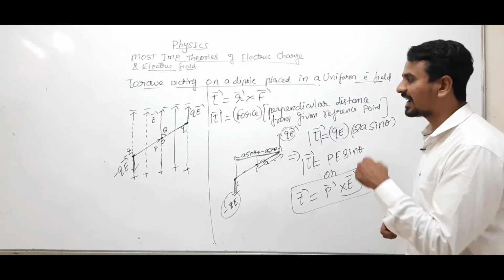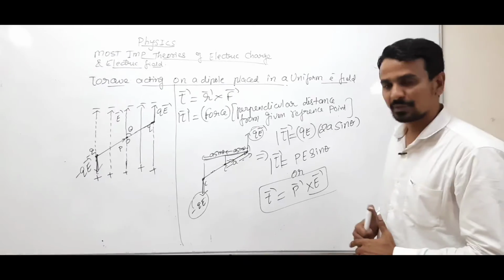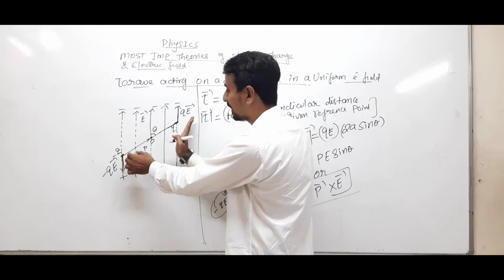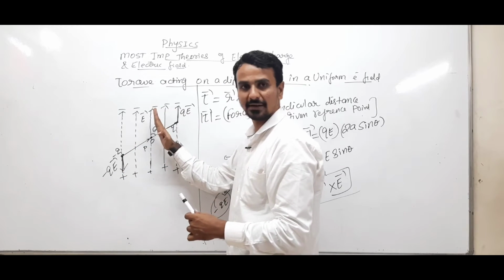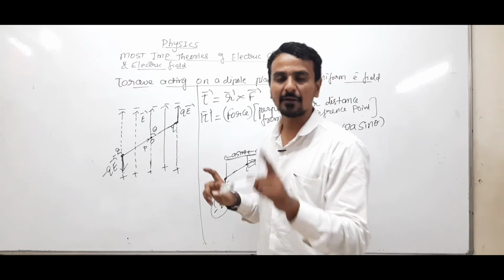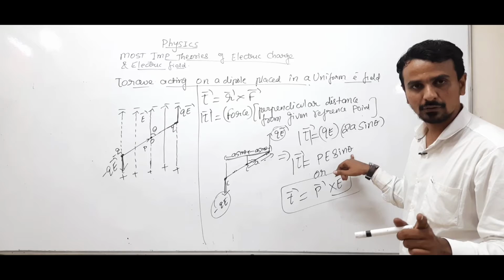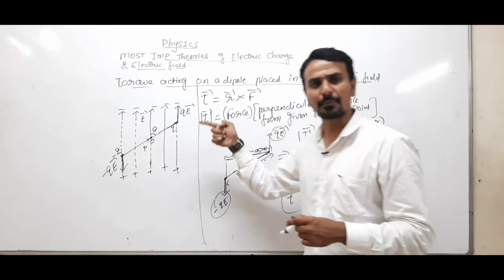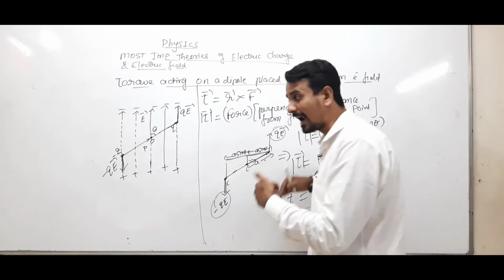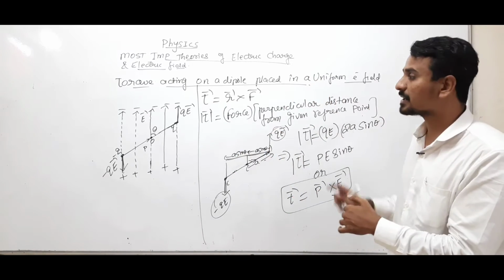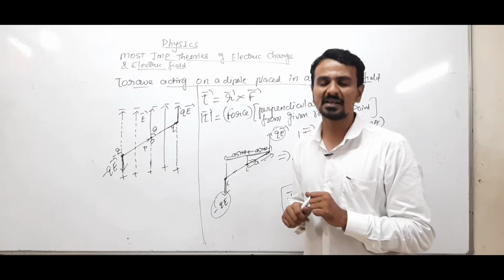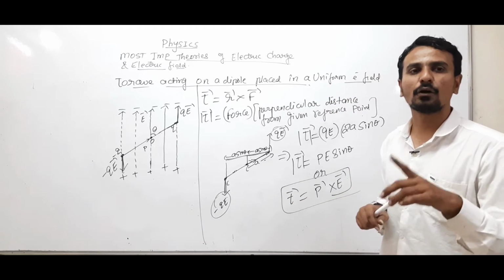Of course, torque acting on a dipole may or may not be zero because it depends on the angle, sin theta. Right? If I am placing this dipole parallel to the electric field, then theta will be 0, and sin 0 is 0. So in that particular situation, there will be no torque acting on a dipole. Clear? So add this point in your answer, that torque acting on a dipole may or may not be 0, it depends on the angle, but the force acting on a dipole will always be 0.